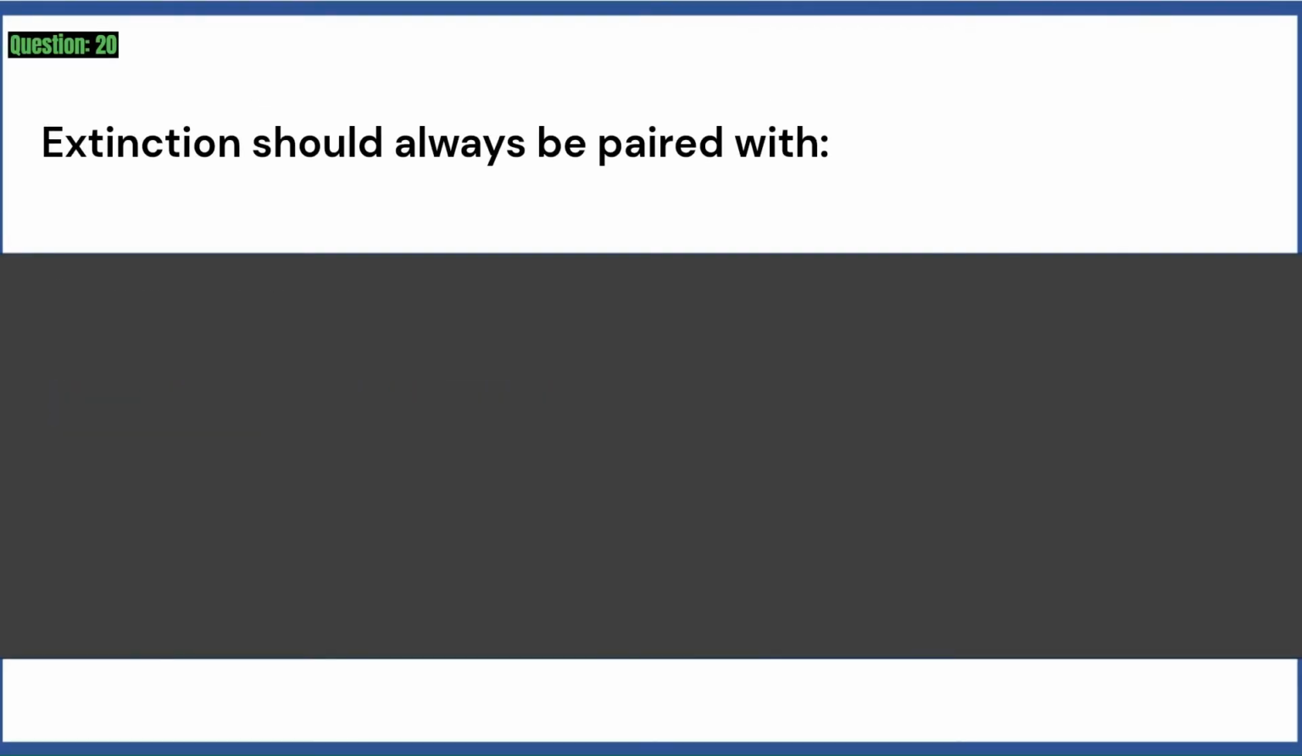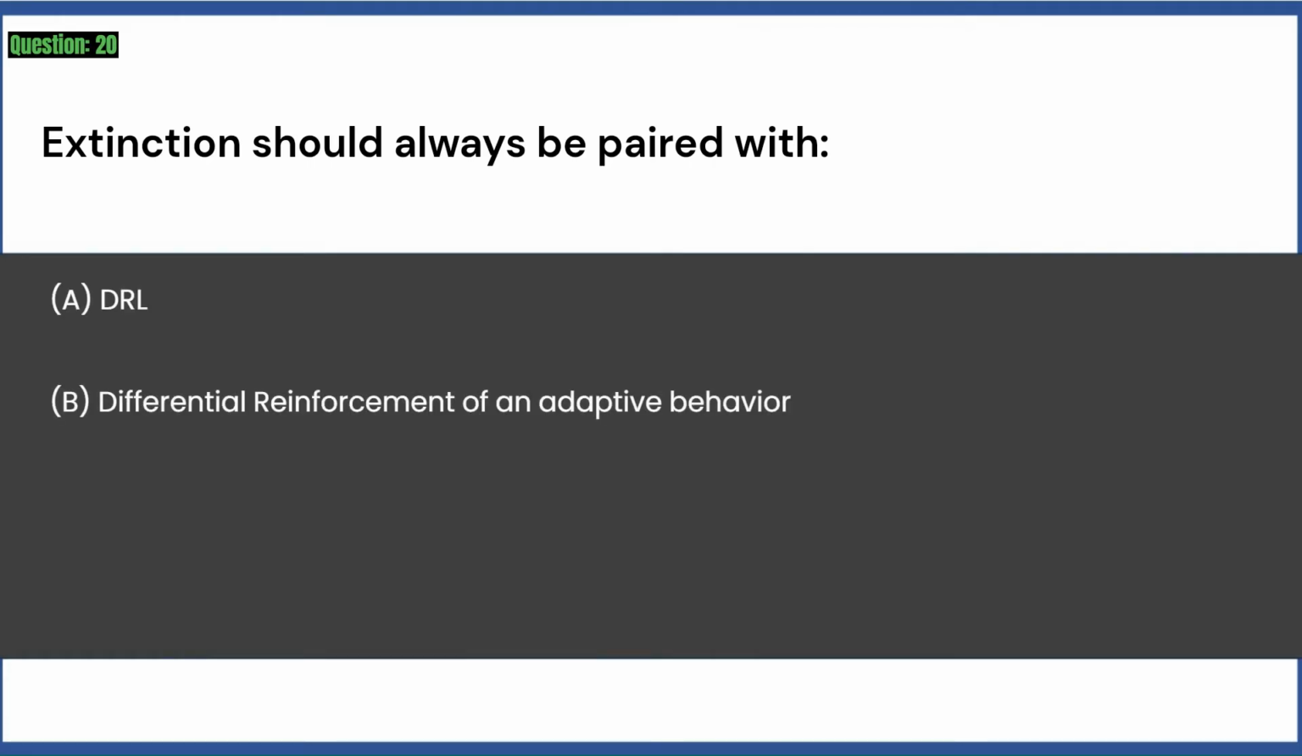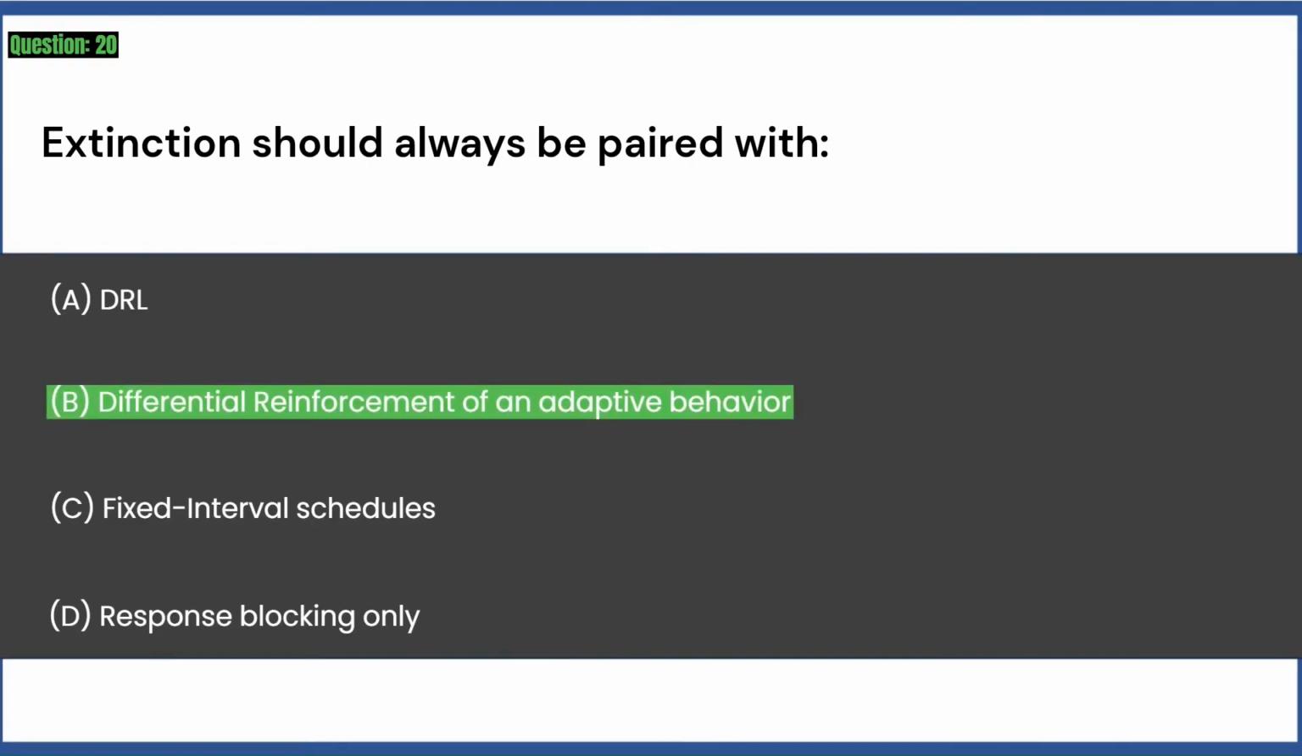Extinction should always be paired with A. DRL. B. Differential reinforcement of an adaptive behavior. C. Fixed interval schedules. D. Response blocking only. Answer: B. Differential reinforcement of an adaptive behavior.